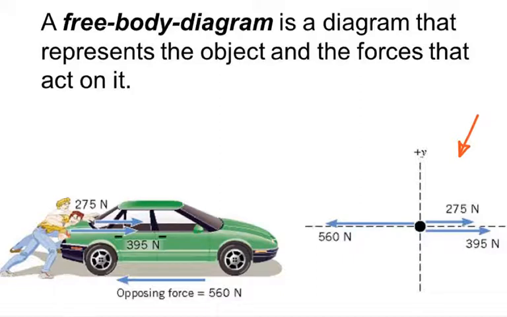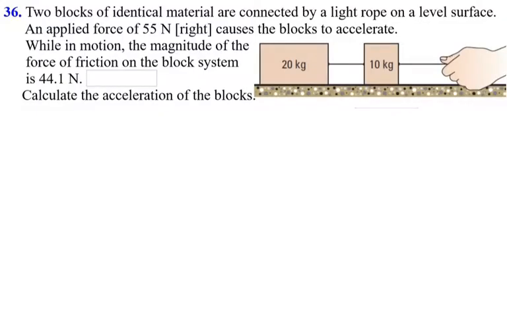the force of friction. So let's look at some questions and see how we can write the free body diagram depending on what case we're looking at. Here's our first question. The question states that two blocks of identical material are connected. Identical material means the coefficient of friction is the same for both of them. They are connected by a light rope on a level surface, and an applied force of 55 newtons. So the applied force in this direction is 55 newtons, causes the blocks to accelerate.